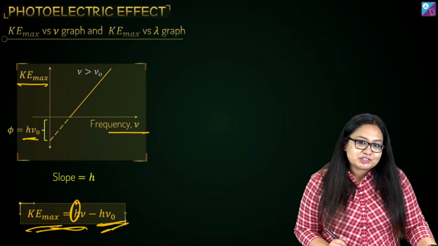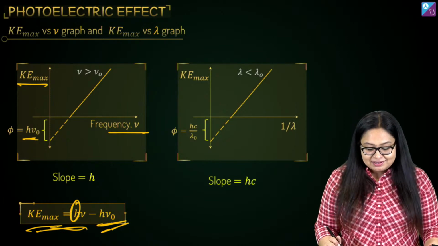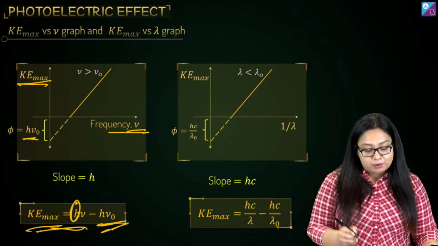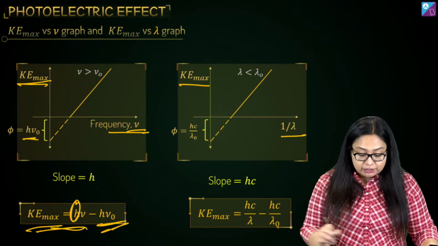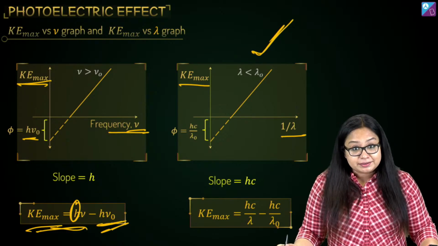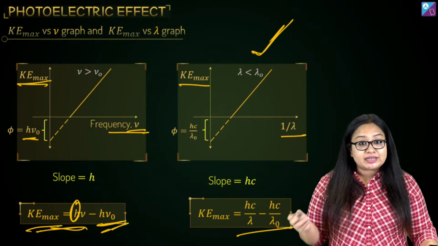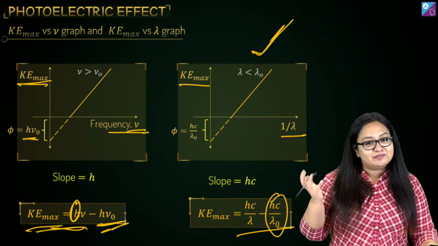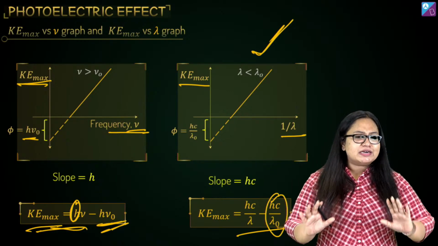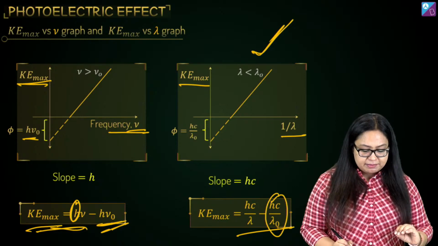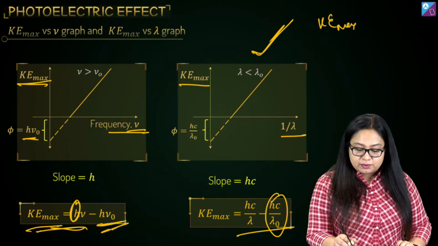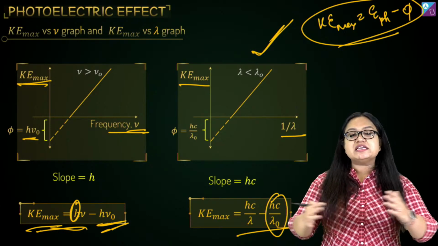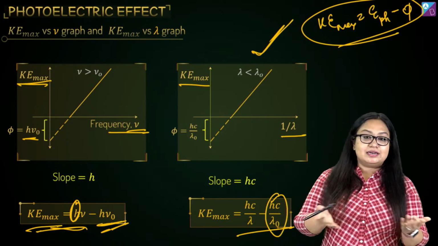What about the wavelength of the incident radiation? We can do that as well. Whether you plot it between maximum kinetic energy and frequency, or between maximum kinetic energy and 1 by lambda, it's going to come out as a straight line. Again, the energy of a photon can be written as hc by lambda, and the work function can also be written as hc by lambda naught, where lambda naught is the threshold wavelength. I hope you understand this. The basic fundamental still remains the same: maximum kinetic energy is equal to the energy of one photon minus the work function. Now you can write all of these values in different ways, and that is how you can relate different values.